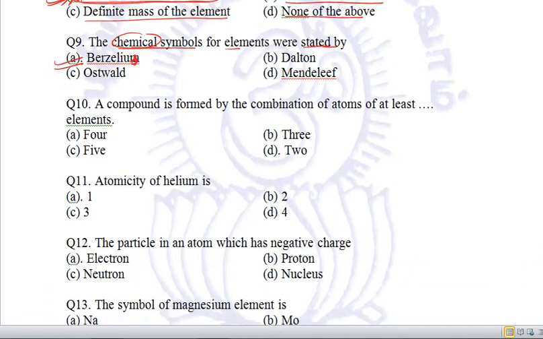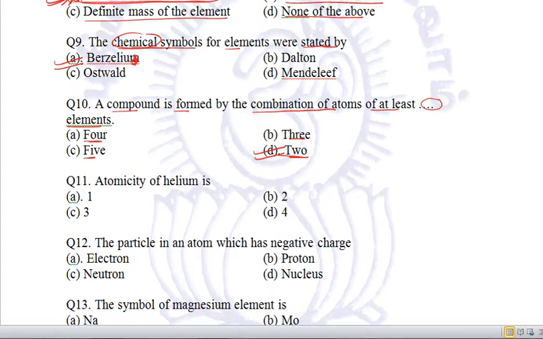Coming to the next question, question number 10. A compound is formed by the combination of atoms of at least dash elements. Is it 4? Is it 5? Is it 3? Or is it 2? We know that it is 2.